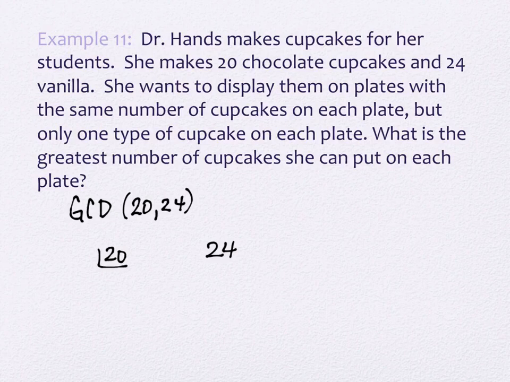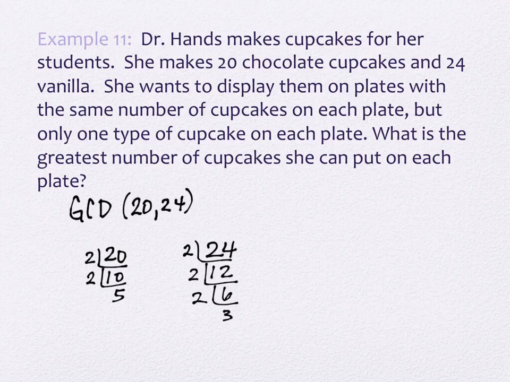So prime factorization takes the numbers and divides them. So 20 will divide by 2. That's our smallest prime. And giving me a 10, which will divide by 2, giving me a 5. And I'm done. 24 divides by 2, and so on, giving me 3. So this is 2 squared times 5. And this is 2 cubed times 3.